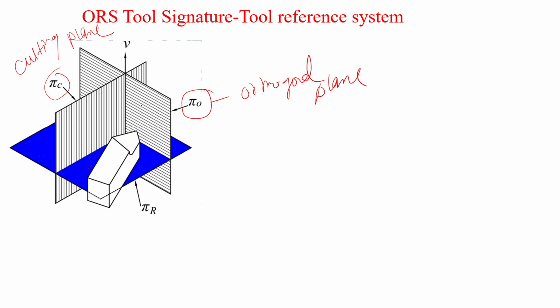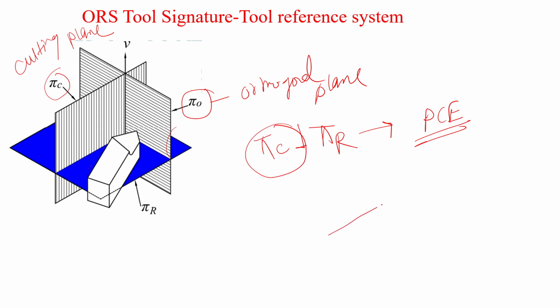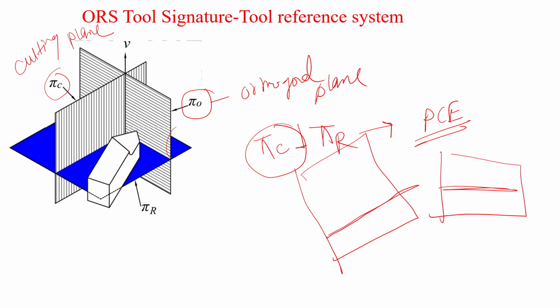So, pi c I have already told. Pi c is a plane which is perpendicular to pi r, but it will contain the principal cutting edge. There can be different planes perpendicular to pi r, but there will be only one plane which will contain the principal cutting edge, which is called pi c. If the principal cutting edge is in this direction, then pi c will contain this line. So this is pi c.